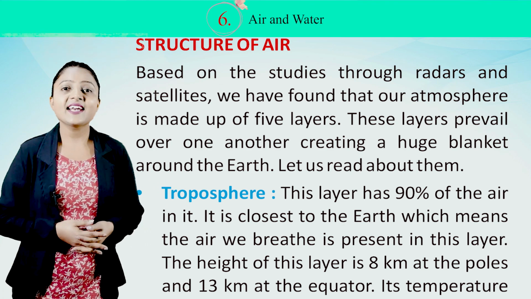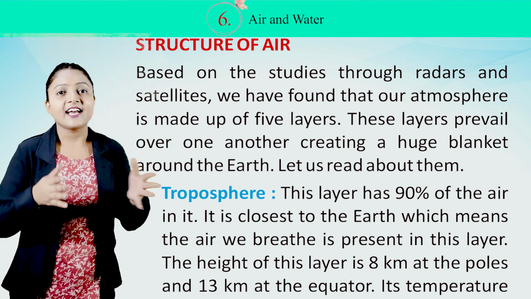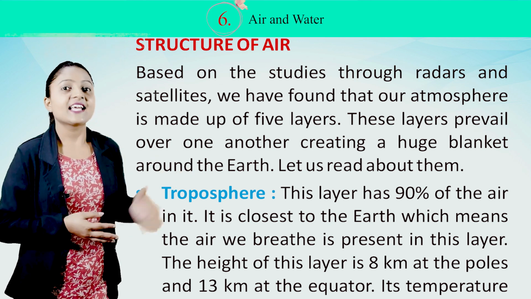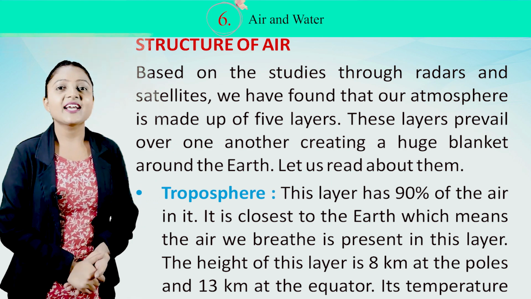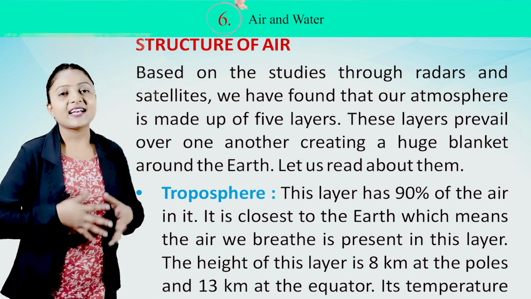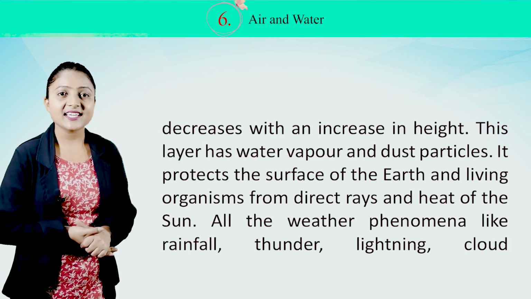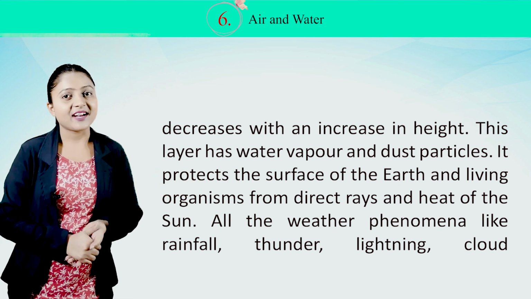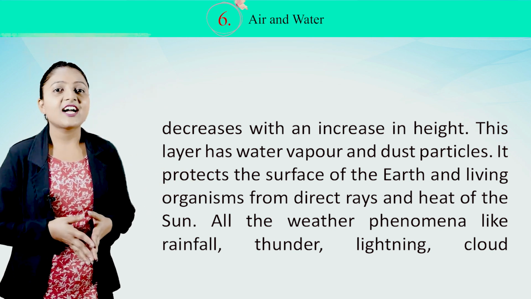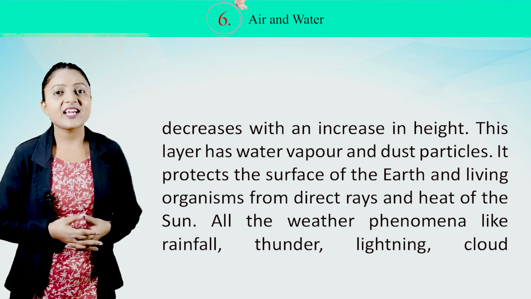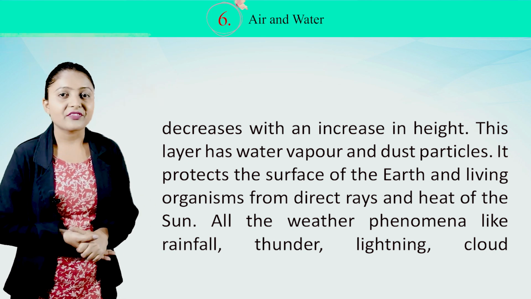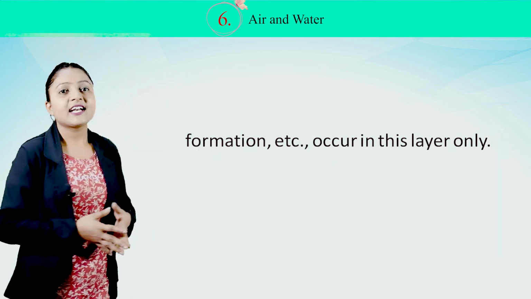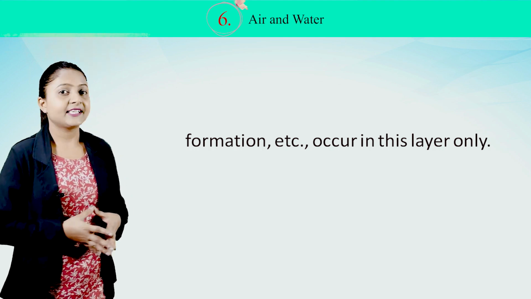Troposphere. This layer has 90% of the air in it. It is closest to the earth, which means the air we breathe is present in this layer. The height of this layer is 8 km at the poles and 13 km at the equator. Its temperature decreases with an increase in height. This layer has water vapor and dust particles. It protects the surface of the earth and living organisms from direct rays and heat of the sun. All the weather phenomena like rainfall, thunder, lightning, cloud formation, etc. occur in this layer only.